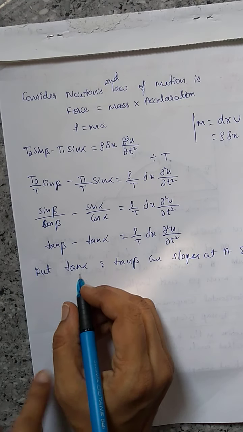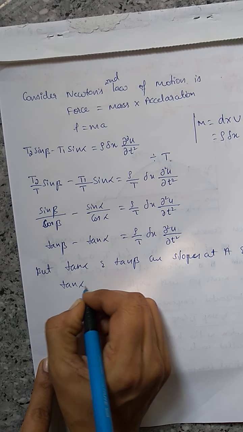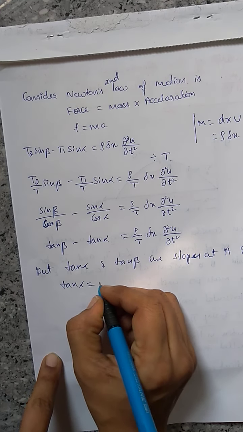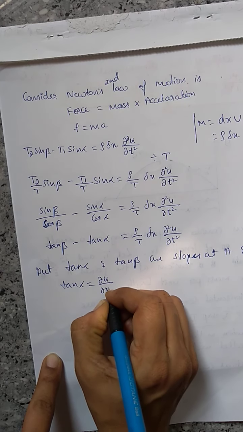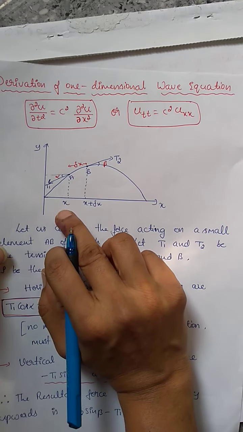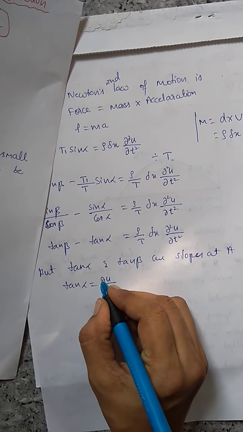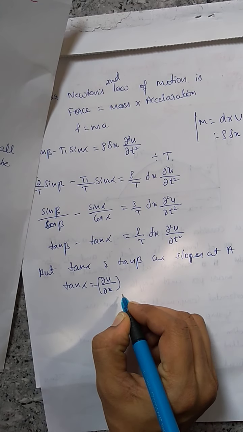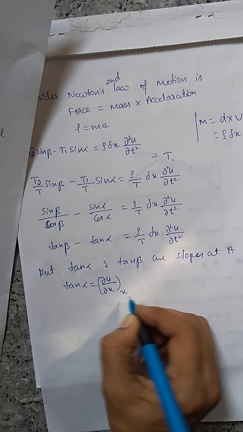The slope equation we know that. So tan alpha, the tan of the angle, slope, is nothing but what? ∂u/∂x. So alpha is the angle at the point A. At the point A, the distance is what? x. Therefore this is the slope formula at the point, at the distance x.